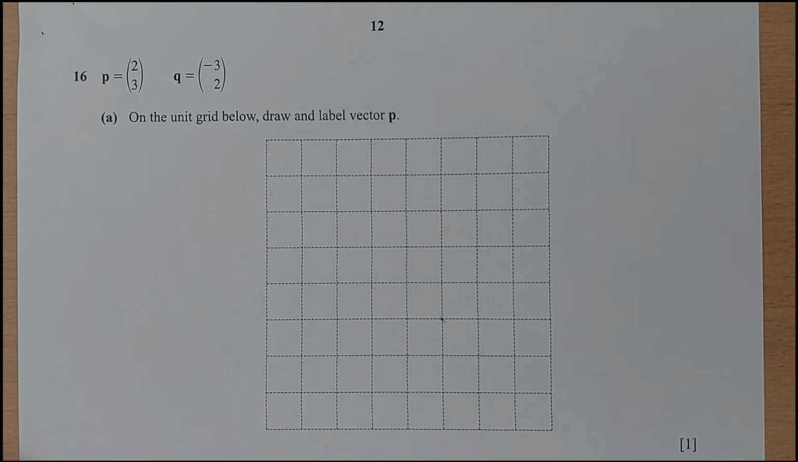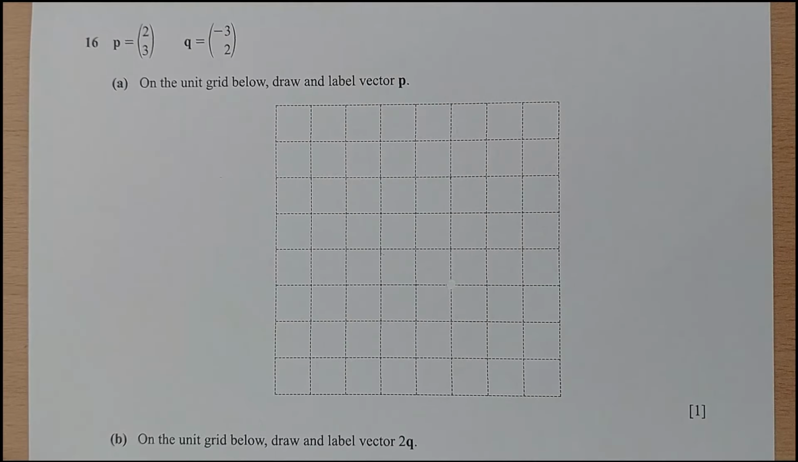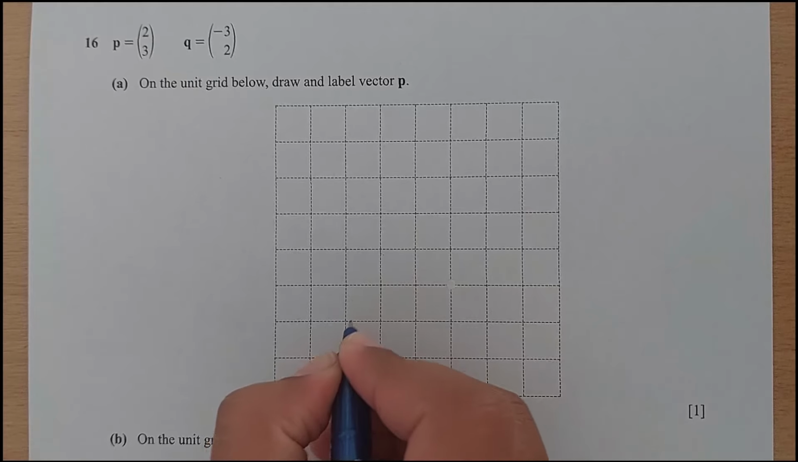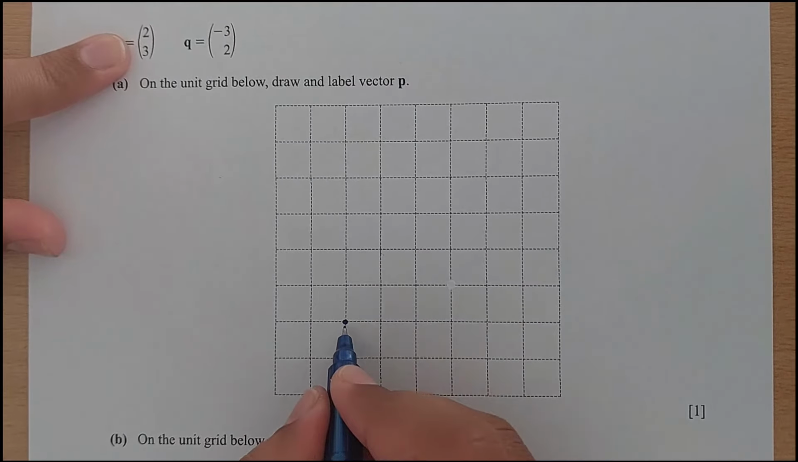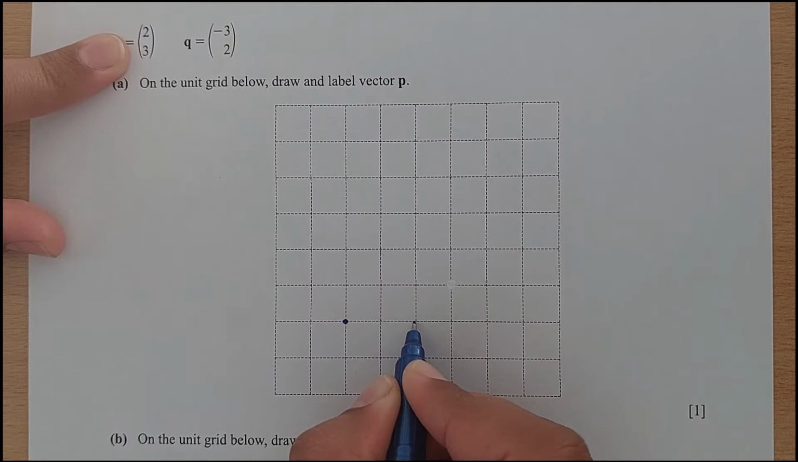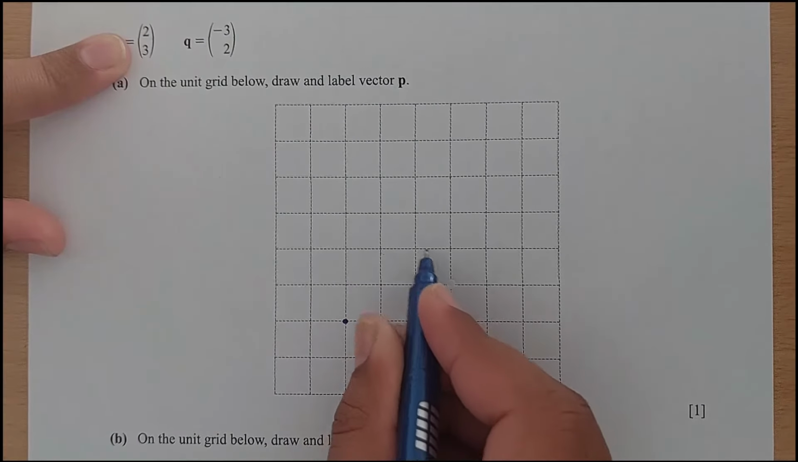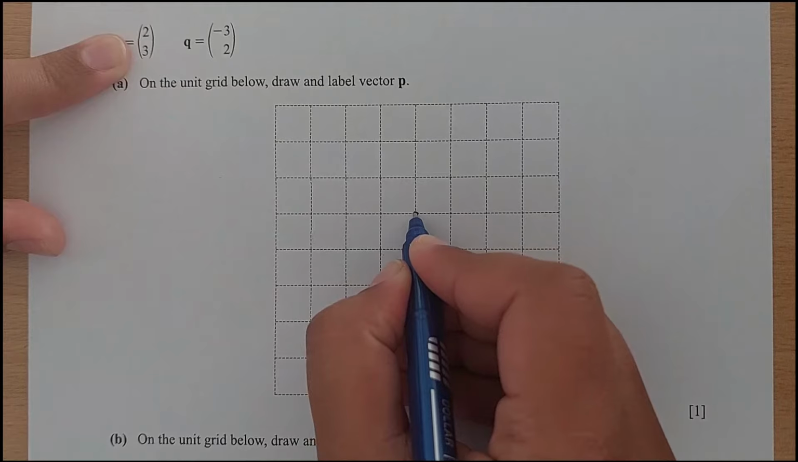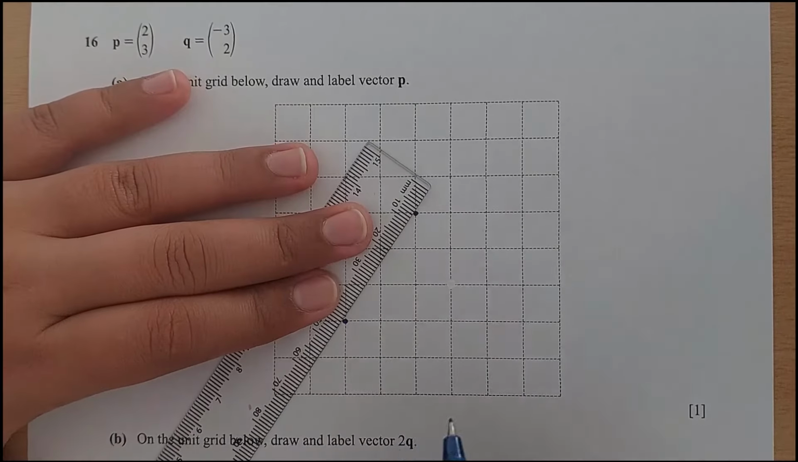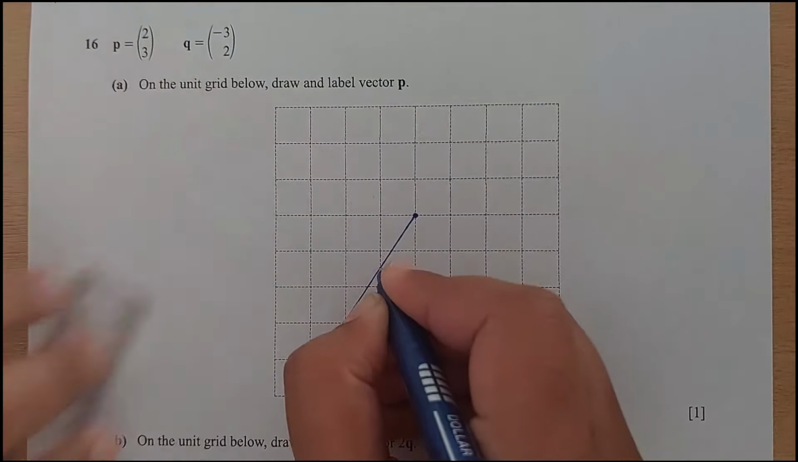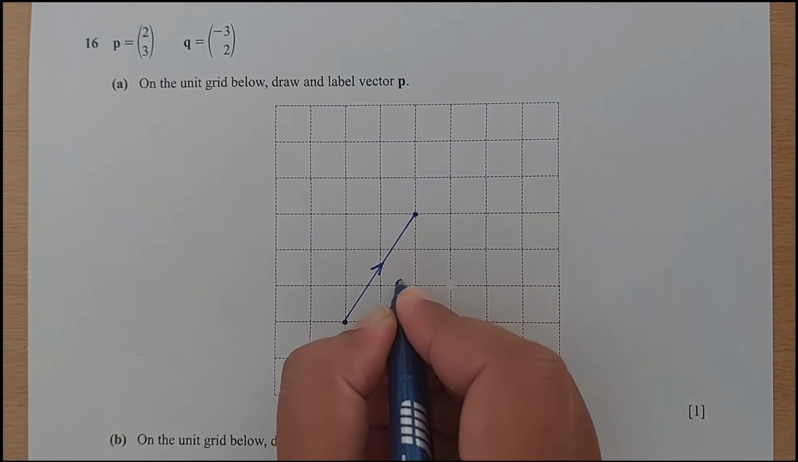Right, so you need to mention a reference point. So for this, first we need to fix the reference point. So let me fix this as a reference point, and then we need to move 2 units to the right, 1 and then 2, and then 3 units up, 1, 2, 3. So this point. So we have a vector P and we need to indicate the direction as well. So this is a vector P.